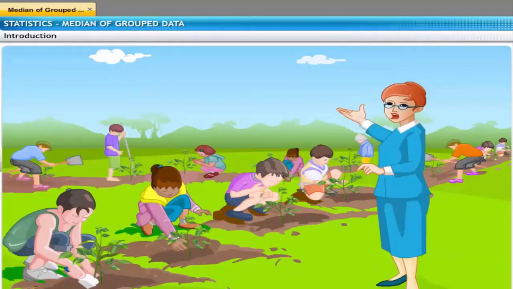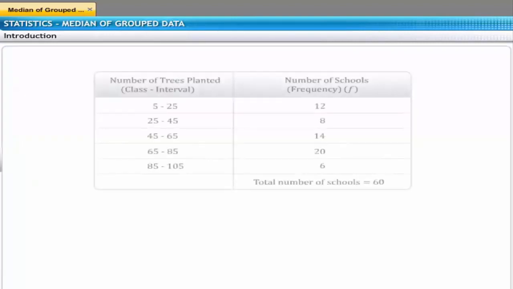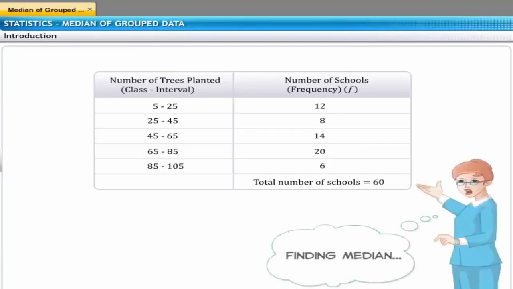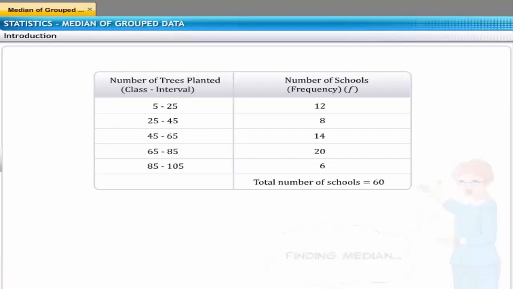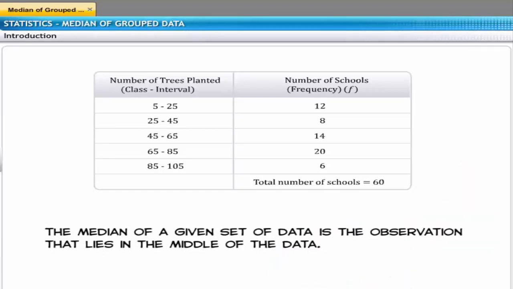Ms. Greenfingers is actively involved with the tree plantation programs conducted in her city. Here is the data for the tree plantation program Ms. Greenfingers recently conducted in 60 schools. The data is shown as a grouped frequency distribution table. Ms. Greenfingers has to find the median of this grouped data. Recall that the median of a given set of data is the observation that lies in the middle of the data.